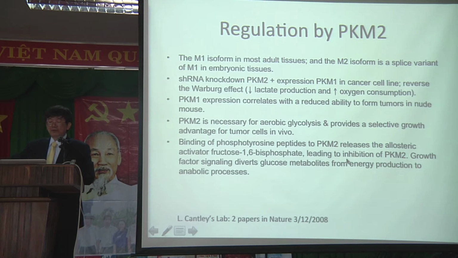The binding of the phosphotyrosine peptide to PKM2 would release the allosteric activator fructose 1,6-bisphosphate, leading to the inhibition of the PKM2. And the growth factor signaling would divert the glucose metabolites from energy production to the anabolic process.